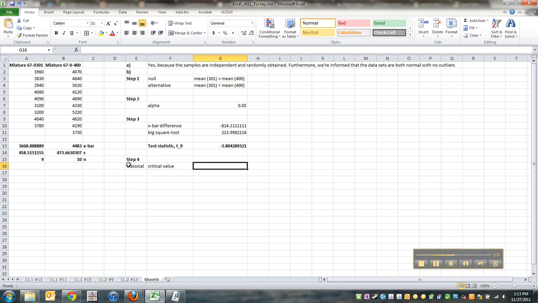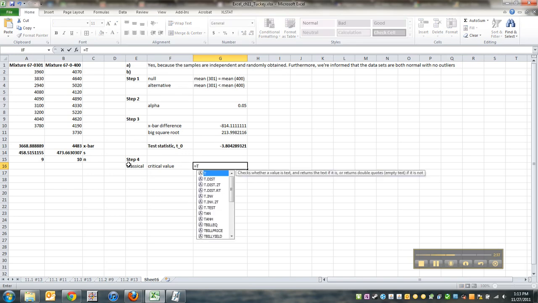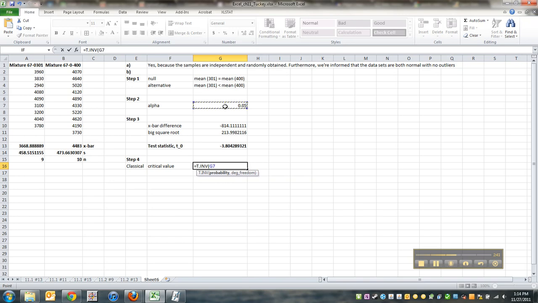So we need the critical value. And this is a left-tailed test, so we're going to need equals T.INV, those parentheses. And then I typed alpha up here. And my degrees of freedom, I'm going to go with the smaller of these two. So that's 9, take away 1. There we go. And hopefully you can see from that you're going to reject H naught.